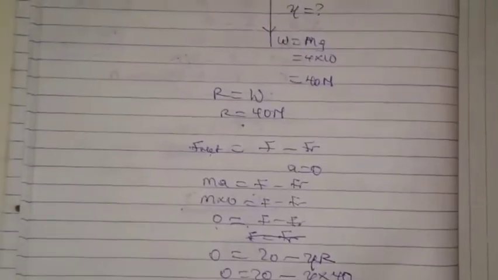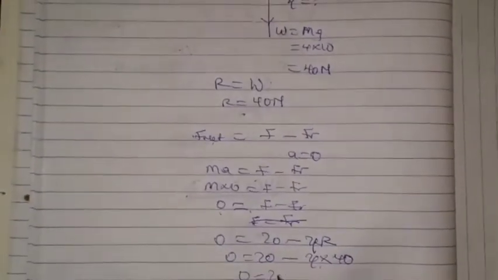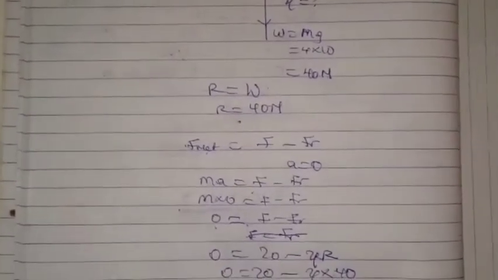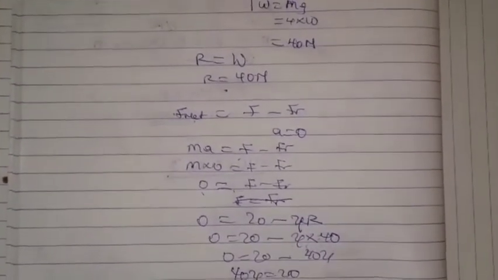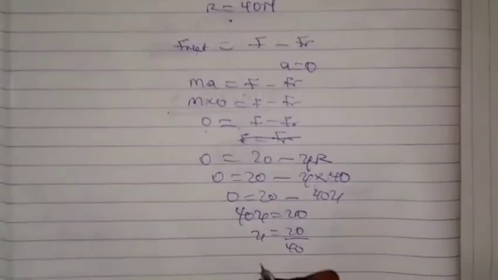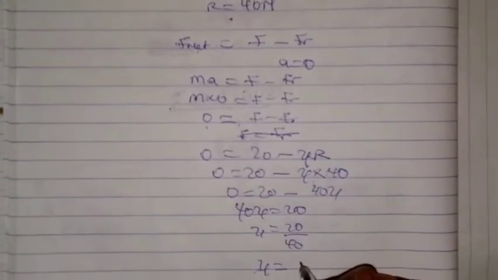I hope you get it now. So you can bring this one. 0 is equal to 20 minus 40 mu. So bring this one here. 40 mu is equal to 20. mu is equal to 20 over 40. So you press it, your coefficient of static friction is 0.5. I hope you get it now.